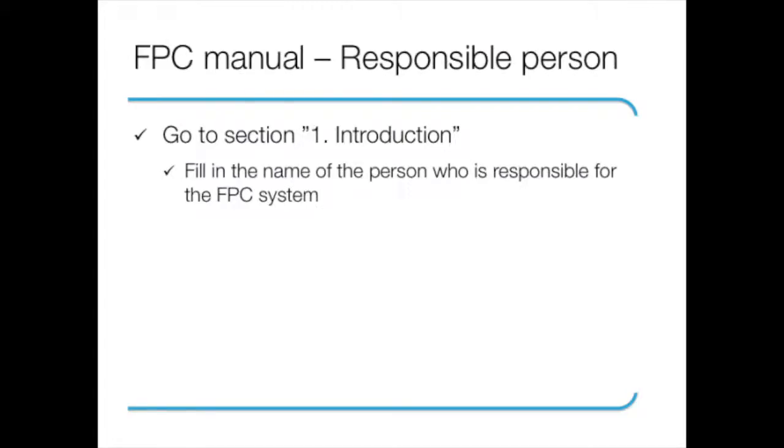But now, open your FPC manual and navigate to Section 1. Here we name the person who will be responsible for your FPC system. If you have several locations, name someone to be responsible for each location. And naturally, if you want to, this can be the same employee. In most cases, this employee is also responsible for the CE markings, but if you think that this is too much for one employee to handle, you can name another employee to be CE responsible.